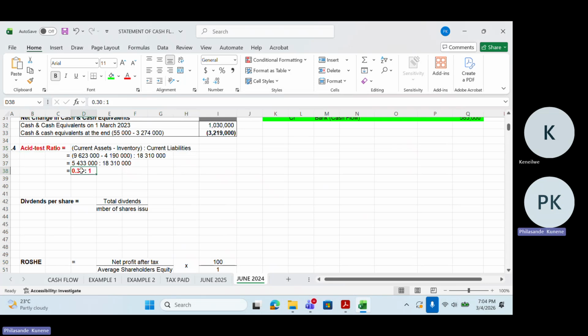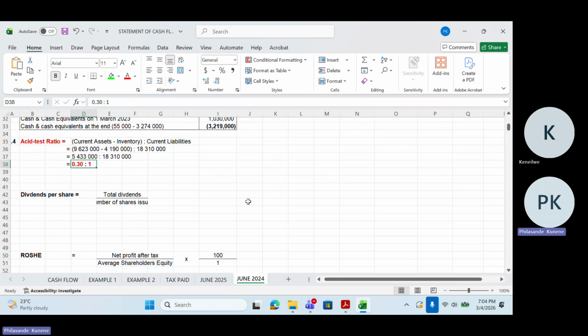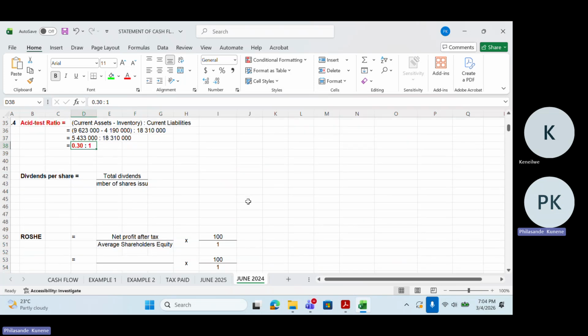So I cannot pay my creditors without relying on inventory. So I need my inventory to pay, which is dangerous, because sometimes inventory you have to sell it first before you can convert it to cash. So you can't rely on your inventory. Stock is something that you have not yet sold. Remember, anything can happen on the stock. It can get damaged. It can expire, and you end up not being able to sell it. So you must always be safe without relying on your inventory.